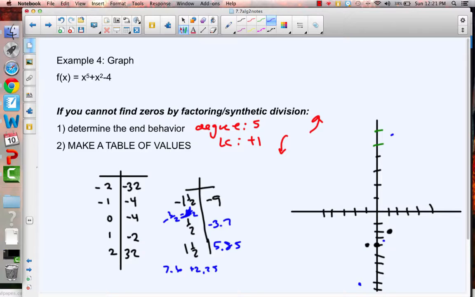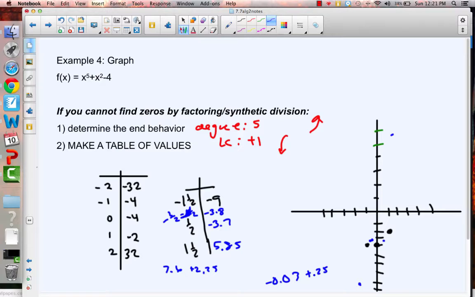-1/2 to the 5th is going to get me -0.03. So -0.03, and then -1/2 squared is going to give me +0.25. So let's see, 0.03, and then subtract 4, so we get -3.78 or -3.8. So -1/2, -3.8.